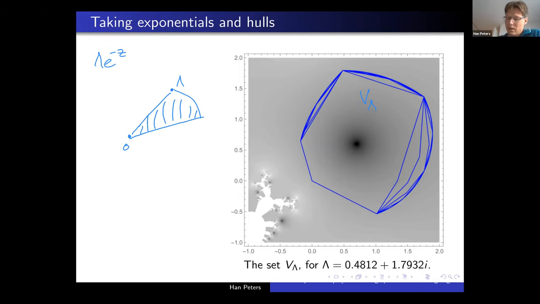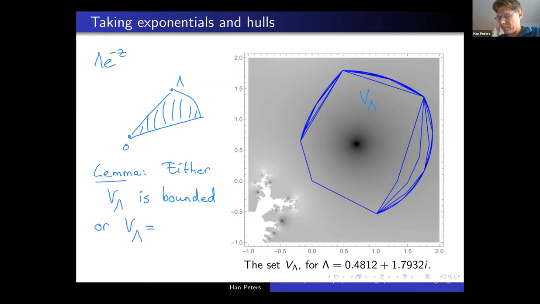And what I'll later discuss is that either V lambda, which is the union of these sets, so increasing union of these sets, either this is bounded and in fact quite small, or it's everything. At least this is true for non-real lambda. If you have a real lambda, then it's either bounded or the real axis.